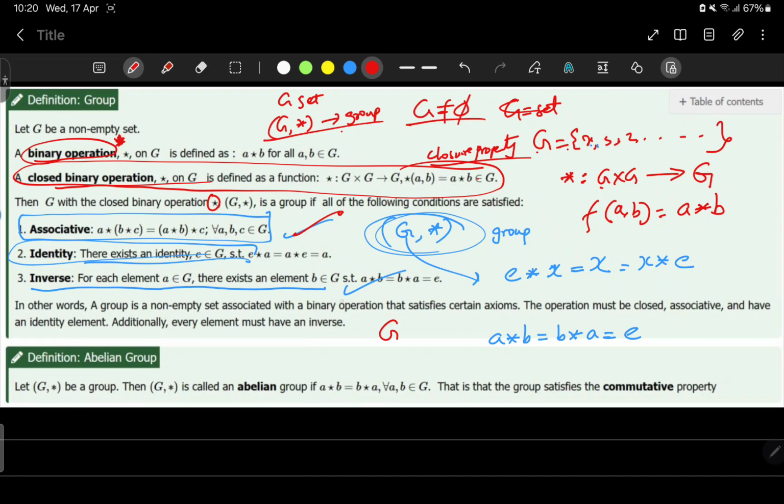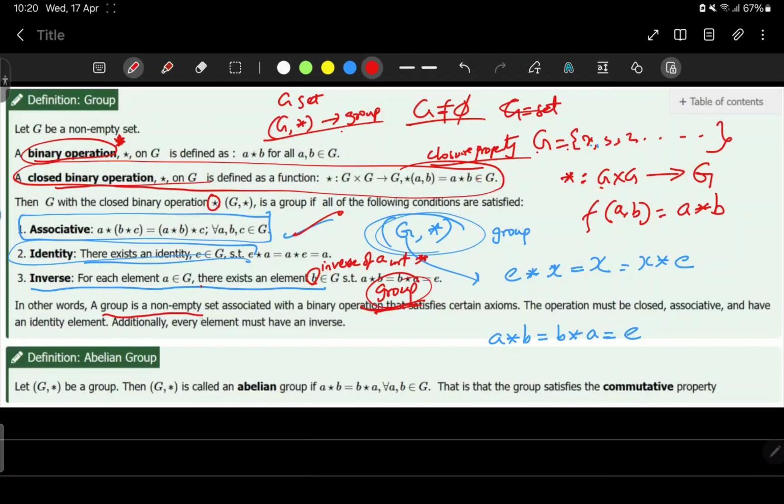And after that, there is mainly this point you have to remember. For each element there should exist another element. This B is called the inverse element of A, the inverse of A with respect to the star operation. That is called a group. Whatever I discussed here is a group, not an abelian group. It is a normal group only.